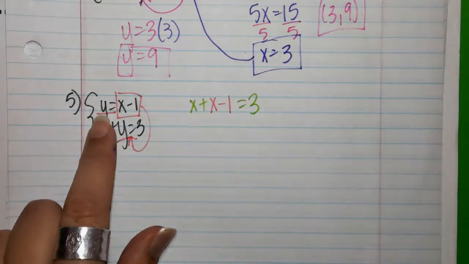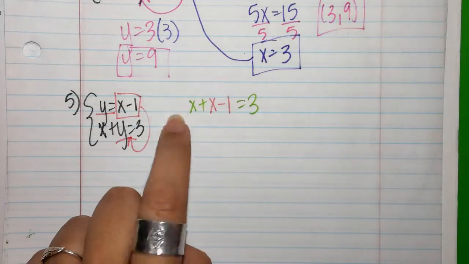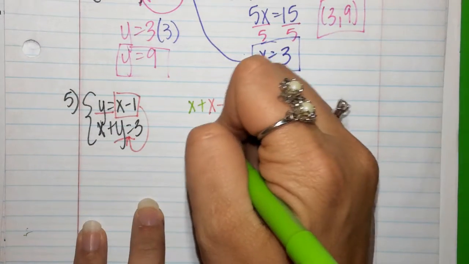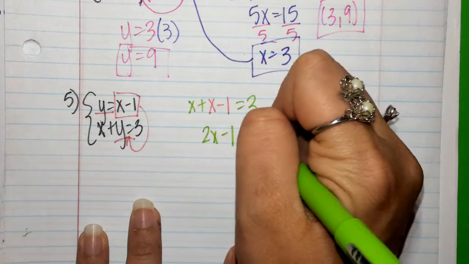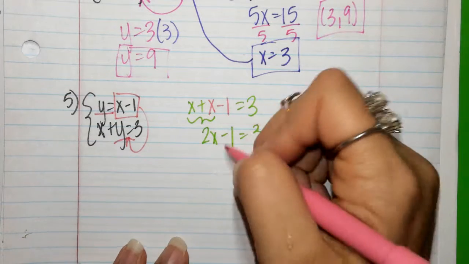Okay, so I replaced y with x minus 1. I put that right here. Now I'm going to combine like terms. So it's x plus x, 2x minus 1 equals 3. What do I do from here? I add 1 to both sides.